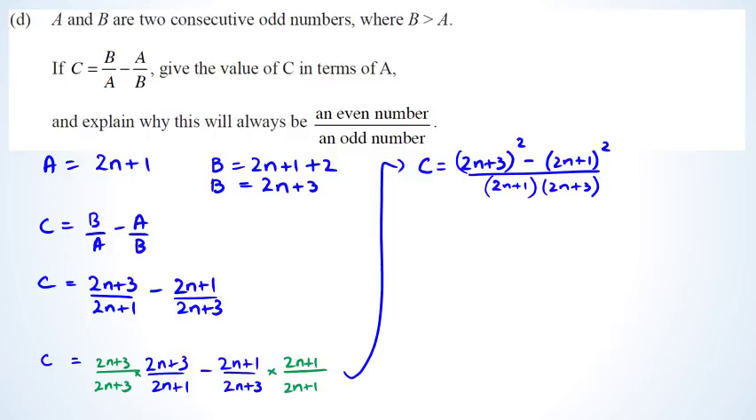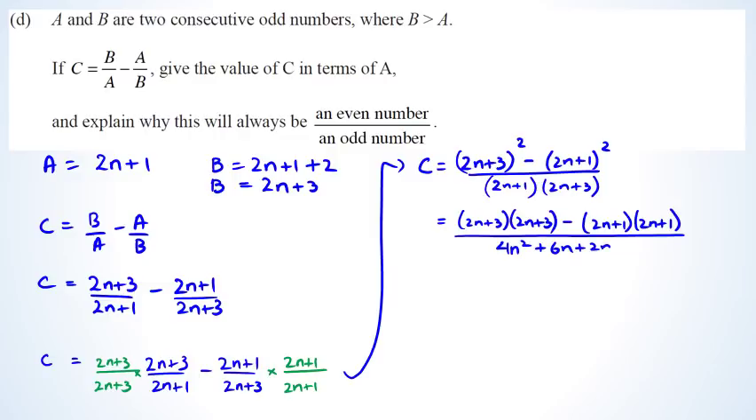Okay, so the next part is I need to actually expand the brackets at the top. So I'm going to get (2n+3)(2n+3) minus (2n+1)(2n+1). And the denominator, I need to expand the brackets, which means I'm going to get 4n squared plus 6n plus 2n plus 3. Okay. Now the numerators, I got to expand the brackets.